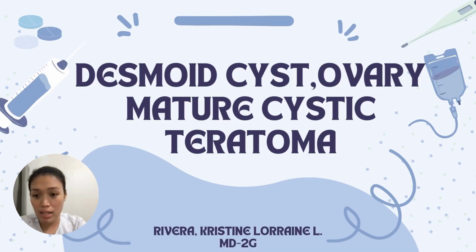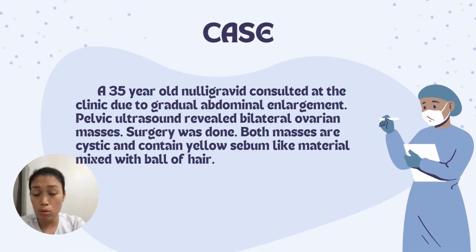So, good day everyone. Today I will be reporting about dermoid cyst of the ovary or mature cystic teratoma. So, the case is a 35-year-old newly gravid woman consulted at the clinic due to gradual abdominal enlargement. Pelvic ultrasound revealed bilateral ovarian masses, and surgery was done. Both masses are cystic and contain yellow sebum-like material mixed with a ball of hair.